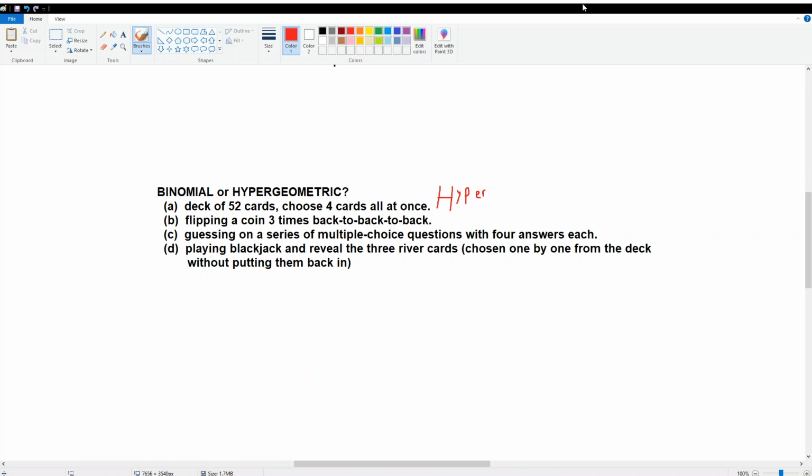Because, since we're choosing all 4 at once, there can't be replacement. You could theoretically pick all 4 aces. You got to run the table. You can't pick the same ace 4 times, because it's all at once.